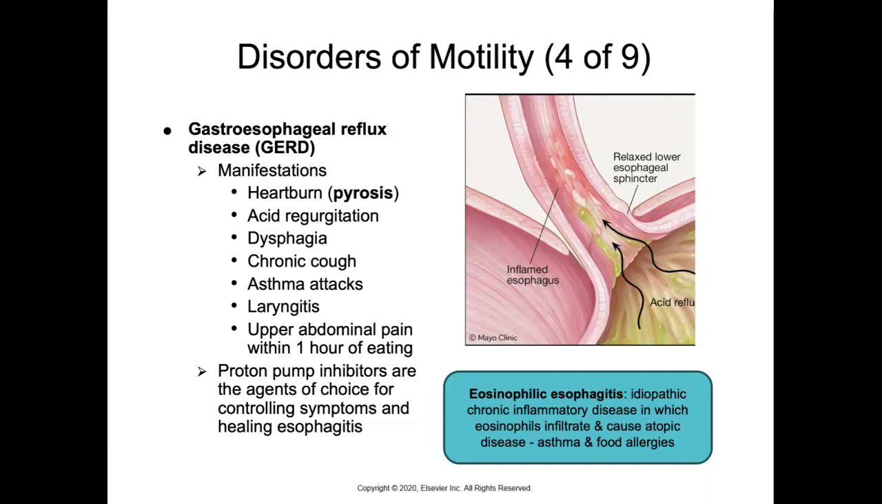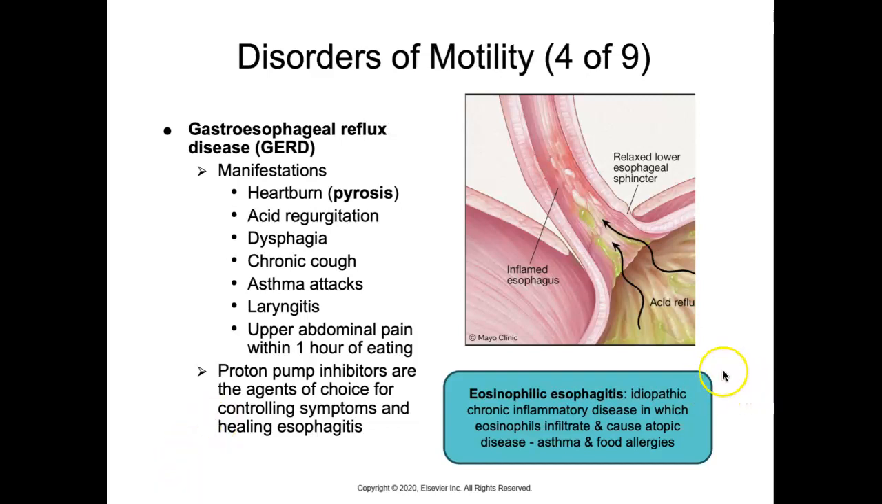And symptoms can worsen if we lay down or for whatever reason we have intra-abdominal pressure increasing. And someone with this condition may also experience that it worsens if they are to have alcohol or acid-containing foods such as citrus fruits like oranges or anything that has lemon within it. So the way we typically treat this is we give proton pump inhibitors, and these are the agents of choice to control the symptoms and heal that esophagitis, but we can also treat it with antacids and H2 receptor antagonists.